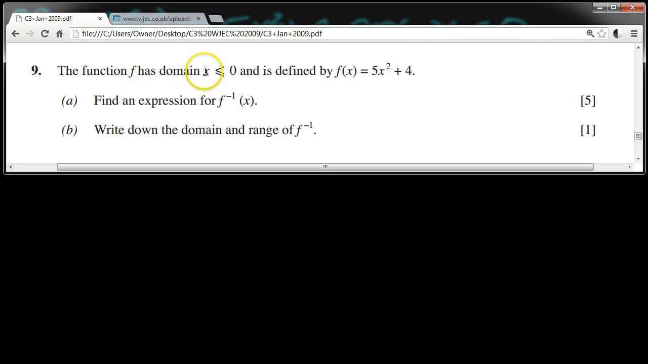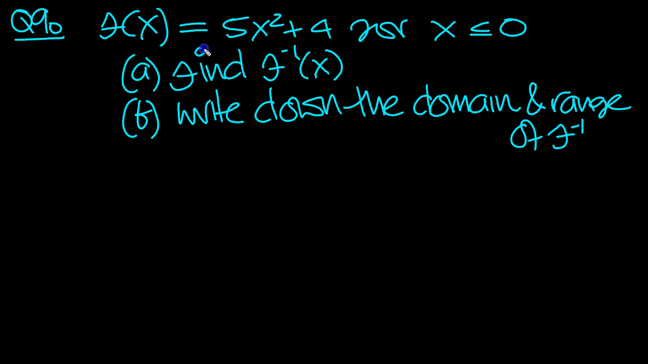The function f has domain x is less than or equal to 0 and is defined by f of x equals 5x squared plus 4. Find an expression for f to the minus 1 of x and write down the domain and range of f to the minus 1. So let's have a look at this question.